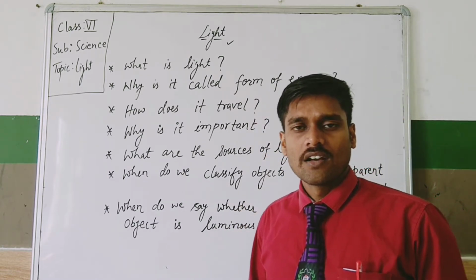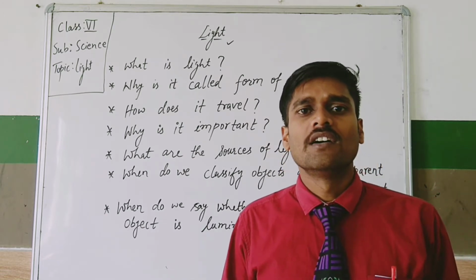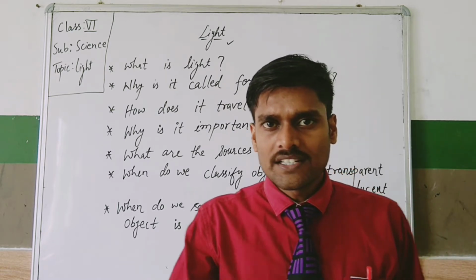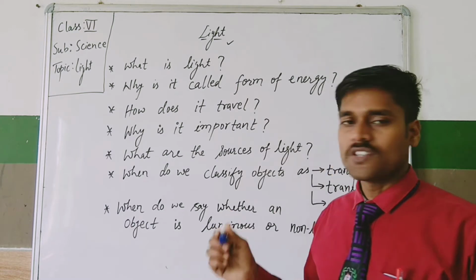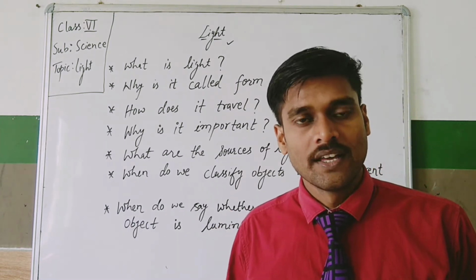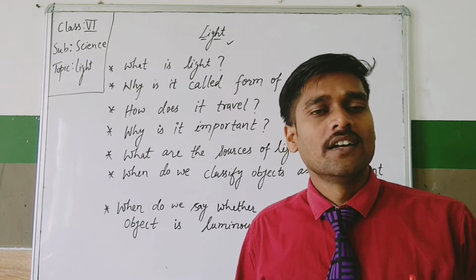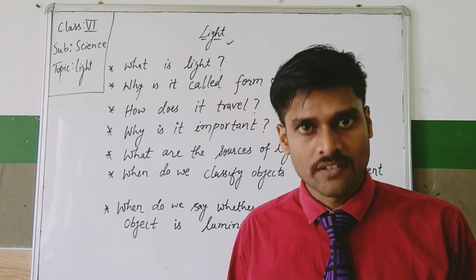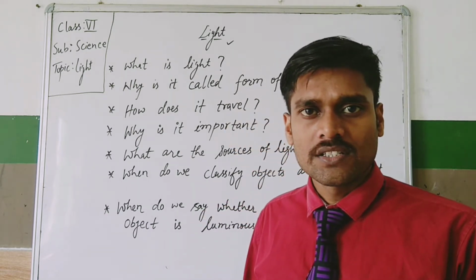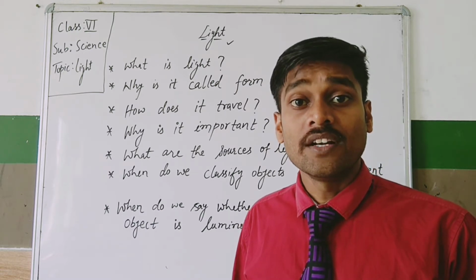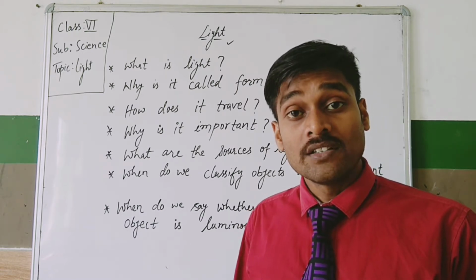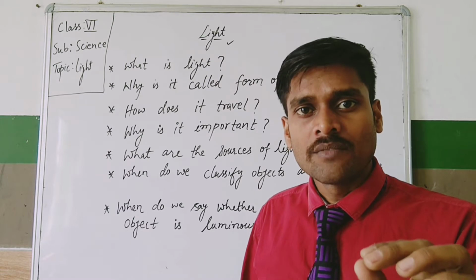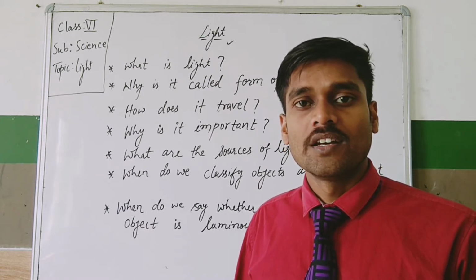So dear students, when you are asked to define light, how do you define it? We can define light as a form of energy which enables us to see different objects. We can also define it as a form of energy which produces the sensation of vision. Means it helps us to see different objects, even if this form of energy is not visible. Do you understand that? It is a form of energy which is actually not visible.